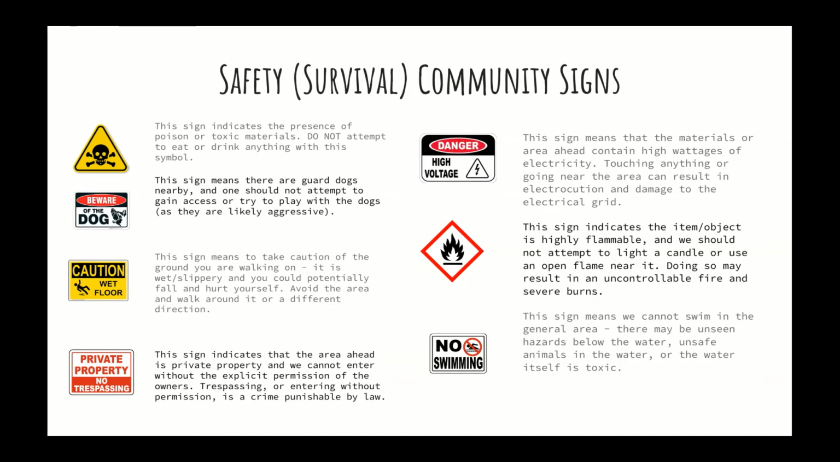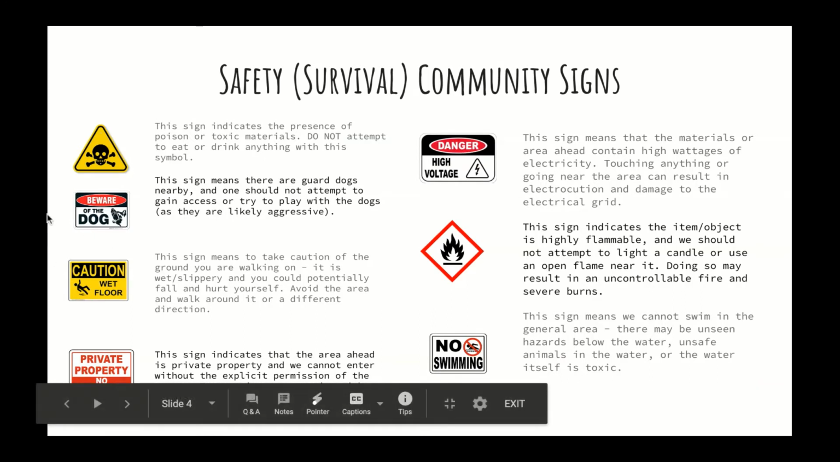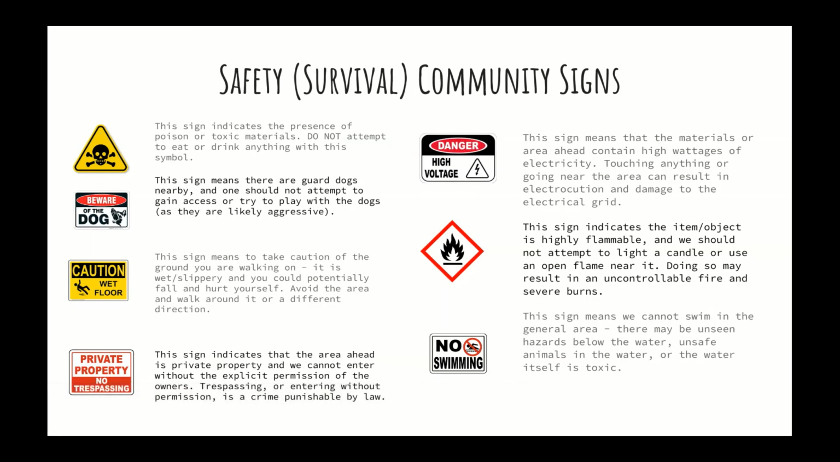The third sign is, of course, the caution wet floor sign. Oftentimes, when a custodian is cleaning an area, they'll put this sign out, or for an area that's just been cleaned, the sign will be visible. It basically means that you need to take caution of the ground you are walking on. It is wet and slippery, and you could potentially fall and hurt yourself. So avoid the area and walk around it or go an entirely different direction.